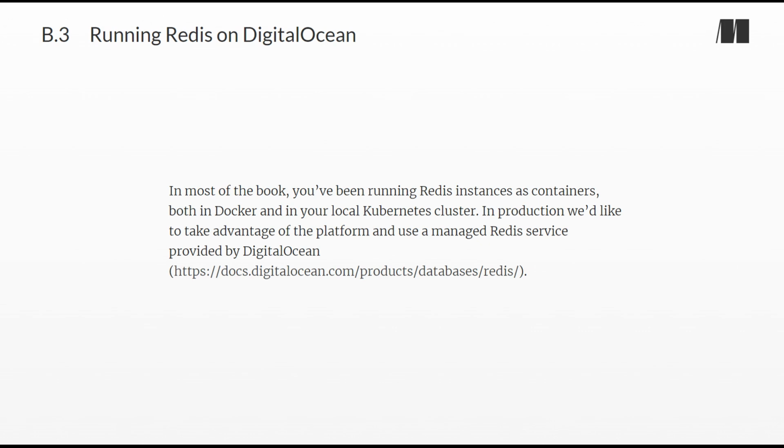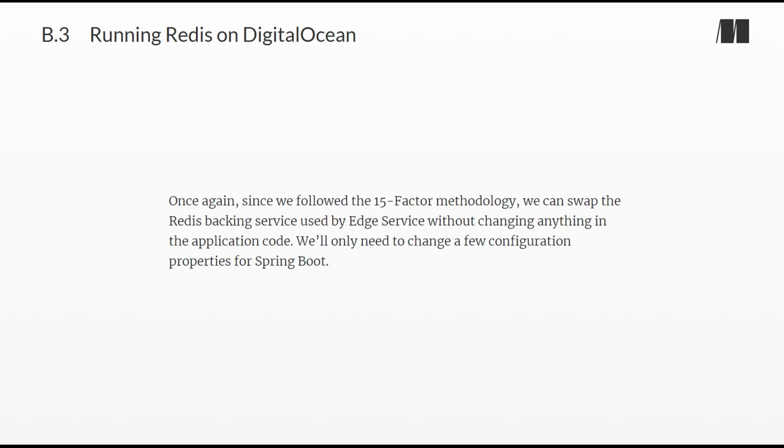Section B.3, Running Redis on DigitalOcean. In most of the book, you've been running Redis instances as containers, both in Docker and in your local Kubernetes cluster. In production, we'd like to take advantage of the platform and use a managed Redis service provided by DigitalOcean. See this link.